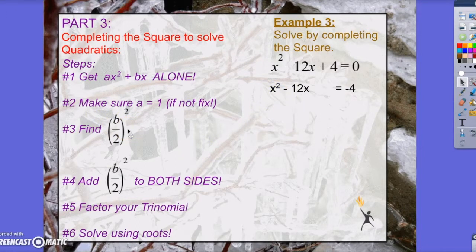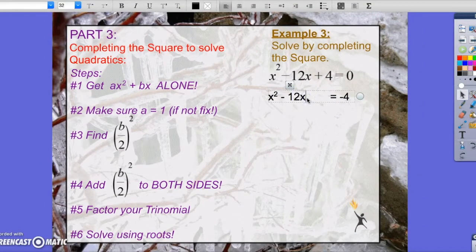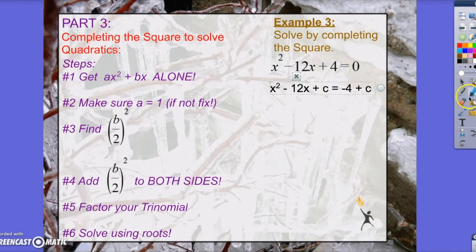Step 3, find b divided by 2 quantity squared. Now before I actually do that, I'm going to add something here. What I like to do, and steps tell you how to do it, but I like to add the letter. We know we're going to be adding c here, right? Don't forget, if you add c to the left, it's an equation. Whatever you get for the perfect square for c has to also be added to the right, because it's an equation.